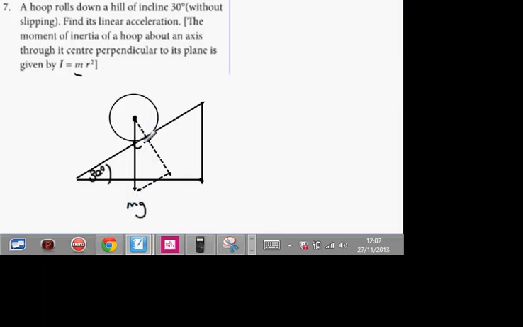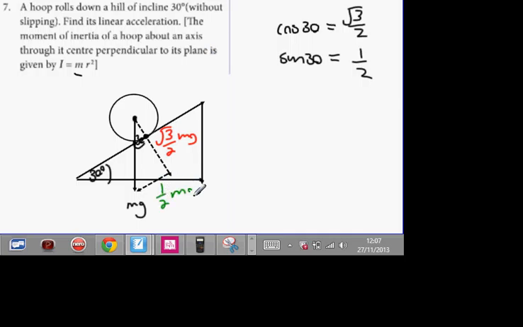It's going to be 30 degrees. Lads, 30 degrees. Cos 30 degrees is what? Can anyone tell me? Cos 30 is root 3 over 2. Sin 30, a half. This makes this root 3 over 2 mg going this way, and then a half mg going to the right, and down. Now that's done.